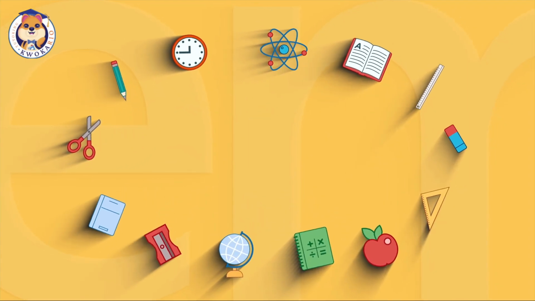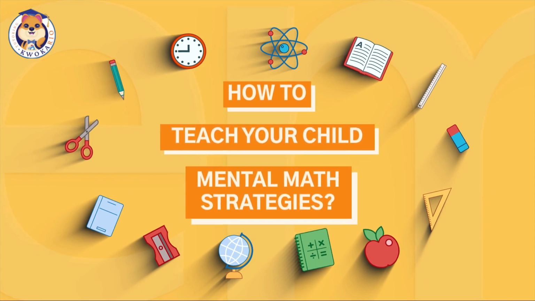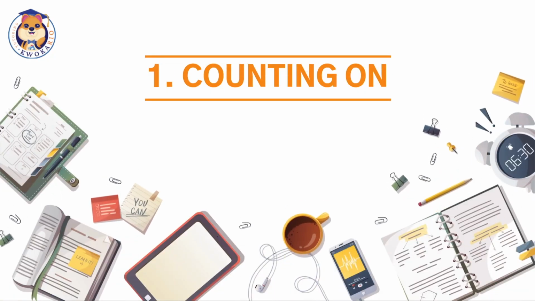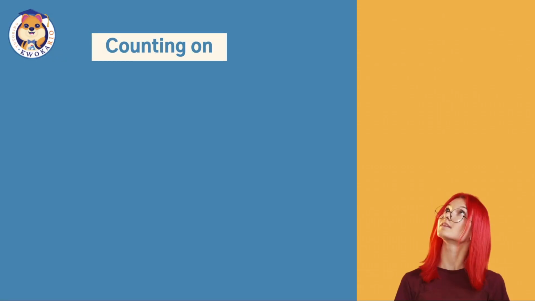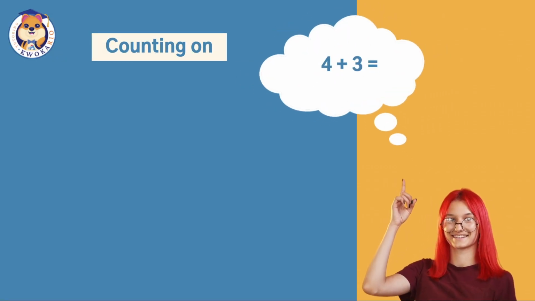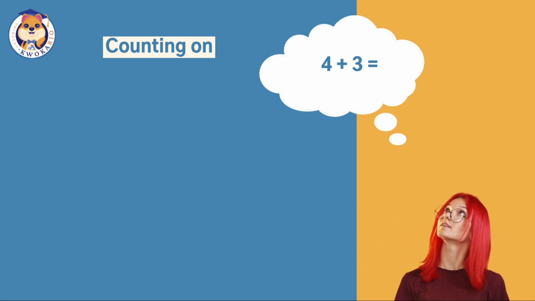Today, I will show you 6 mental math strategies that you can teach your child at home. Number 1 is counting on strategy. For example, we have a question of what is 4 plus 3 equal.